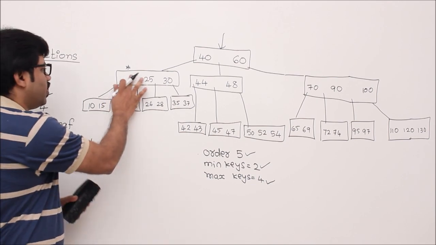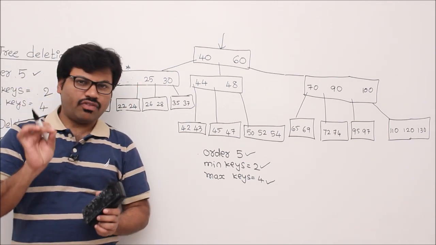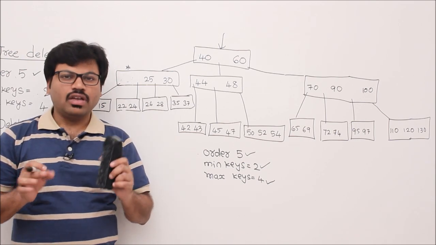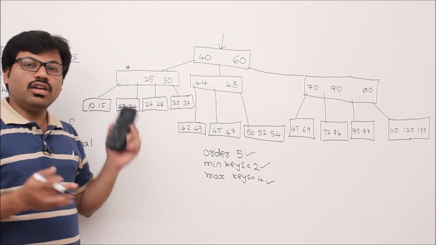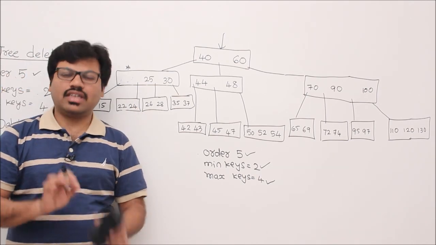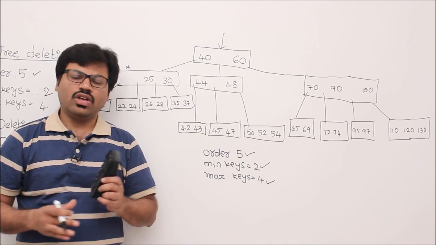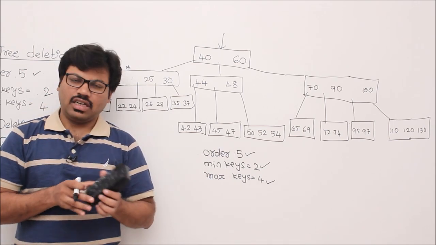So from now onwards, the strategy is: whenever we delete a key from an internal node, first of all blindly replace that key value with the in order successor, otherwise the in order predecessor. Which one you want? Anything. These two are quite symmetric. Either we can pick the in order predecessor or the in order successor.